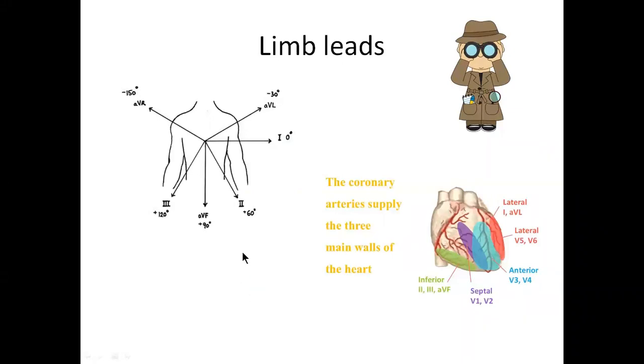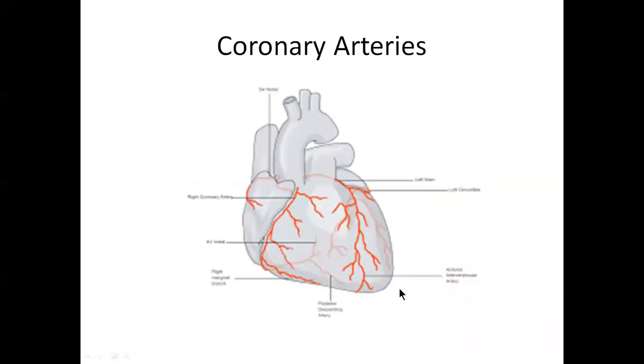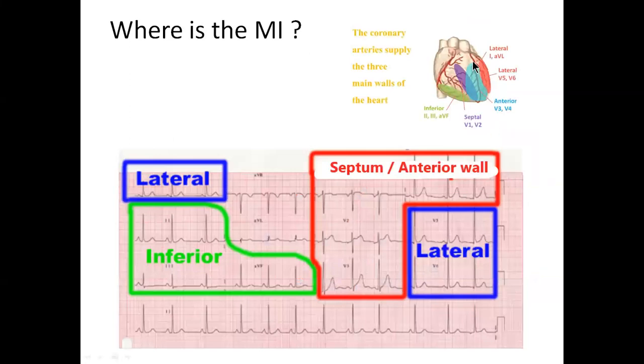And remember, ST elevations mean we can localize where the MI is. So we use our detectives to tell us where it is. And since we are first going to talk about the left anterior descending artery, we have to look at this part, which is V1 and V2.